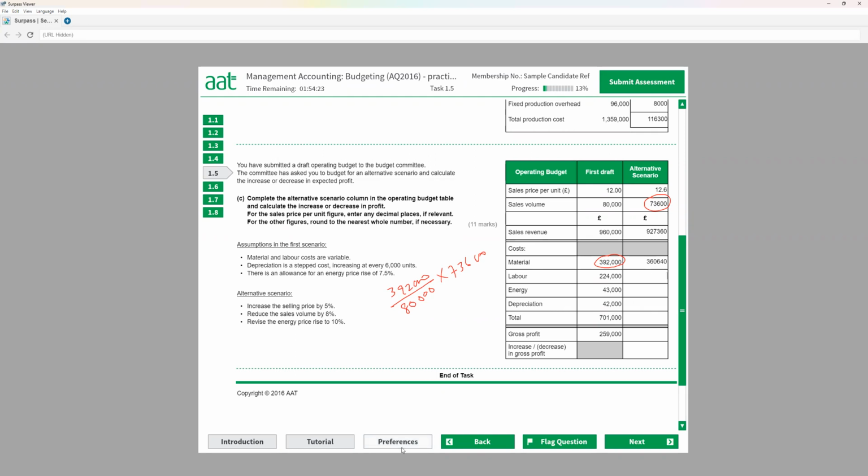Okay. Same way for the labor as well. The labor was 224,000 divided by 80,000 times 73,600. That gives me 206,080.